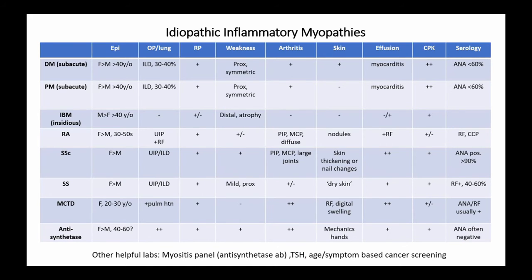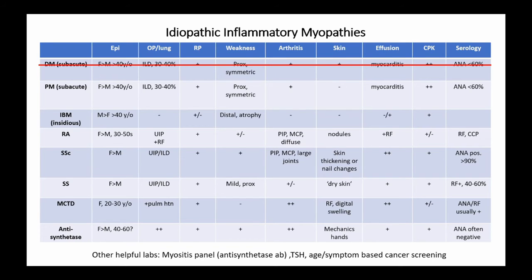Dermatomyositis really fits a lot of these boxes. So older female, lung involvement, Raynaud's, proximal symmetric muscle weakness, arthritis, myocarditis, CPK elevation, negative ANA. However, with dermatomyositis, you would expect to have a rash, heliotrope rash, Gottron papules. So I would take that off.